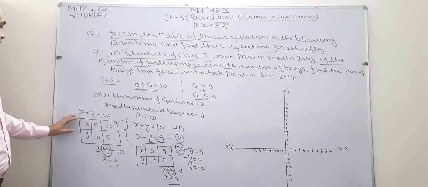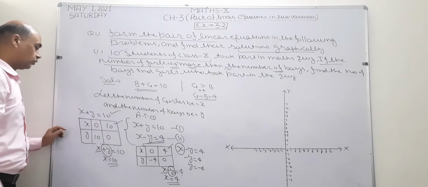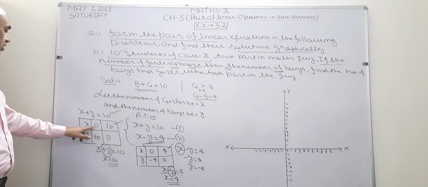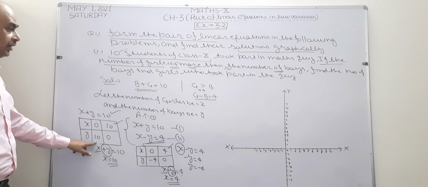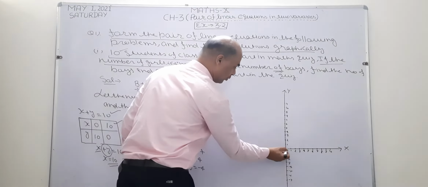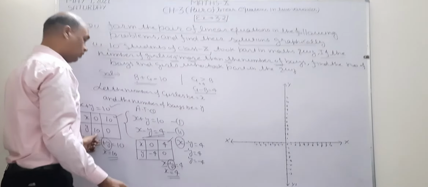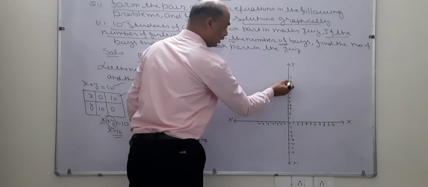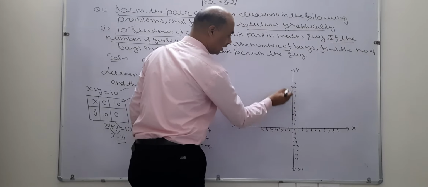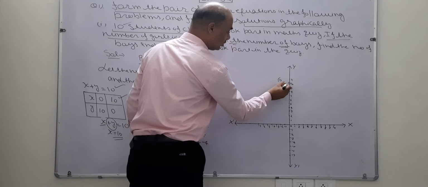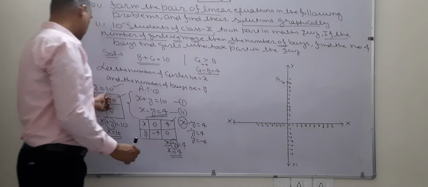I am going to draw the graph of the first equation, x plus y equal to 10. This is the table. In this table x is 0 and y equal to 10. Where x is 0? At that point x is 0, and y is given 10. Where is y 10? At this point y is 10. So the coordinates become 0 and 10. This is the first point of this graph.